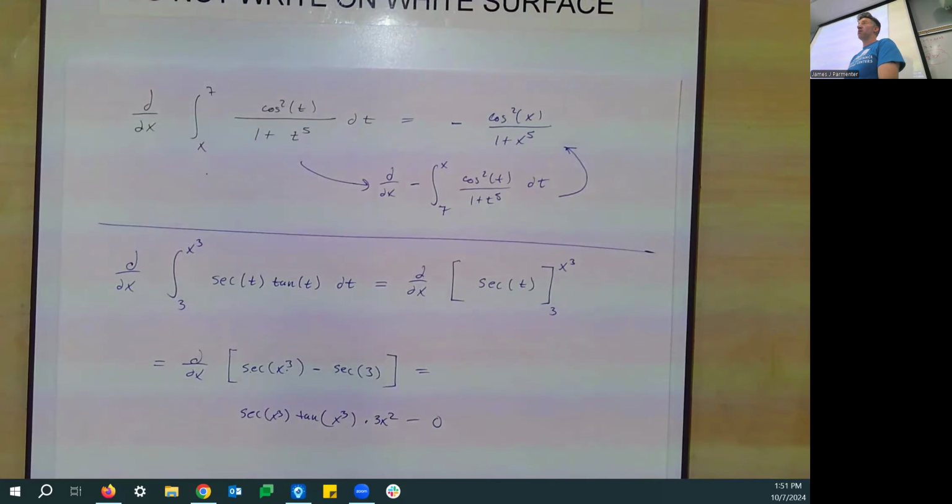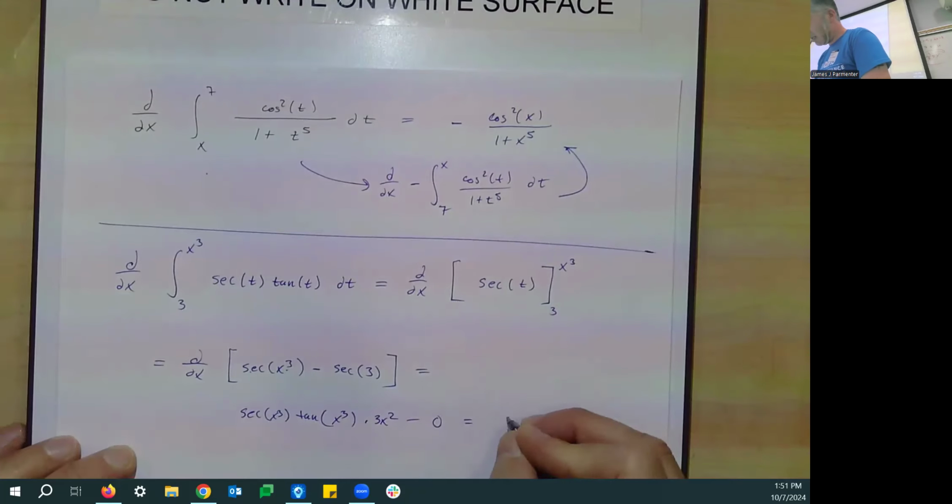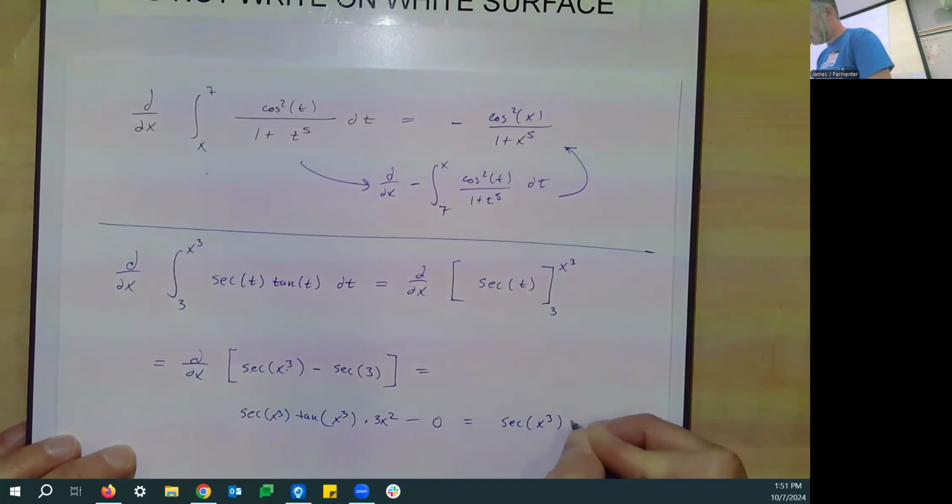Again, secant of 3 is just a number. Or if you really wanted to do it long, you could say the derivative is secant of 3 times tangent of 3 times the derivative of 3, which is 0. But don't do that. It's way more writing than you need to do. So here our answer is secant of x cubed tangent of x cubed times 3x squared.